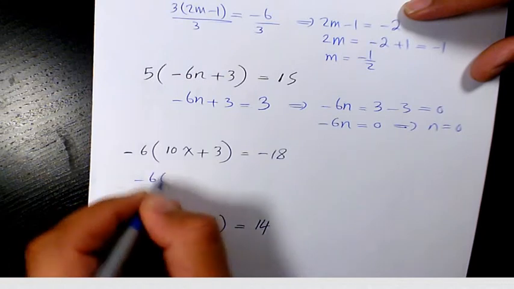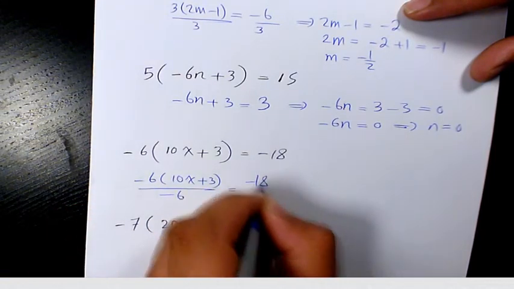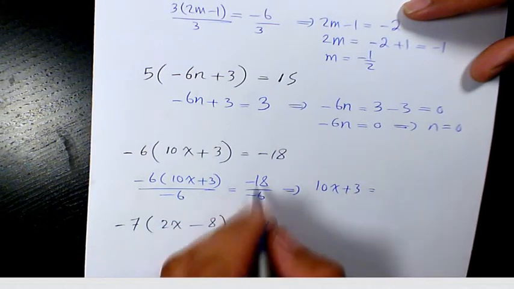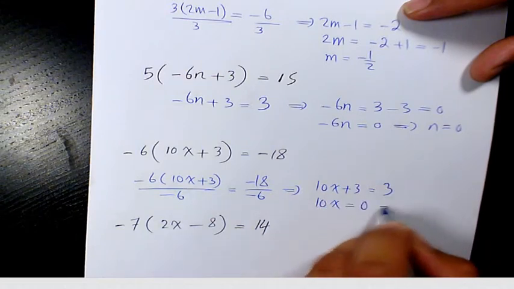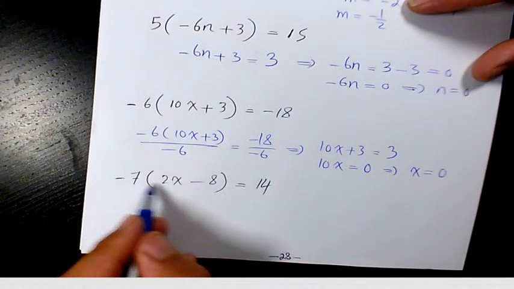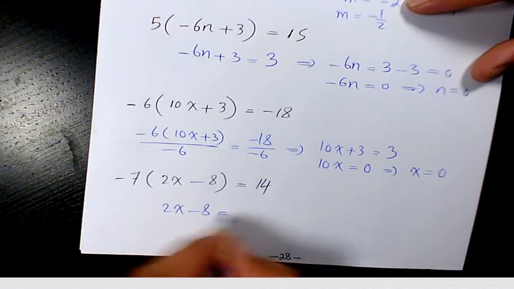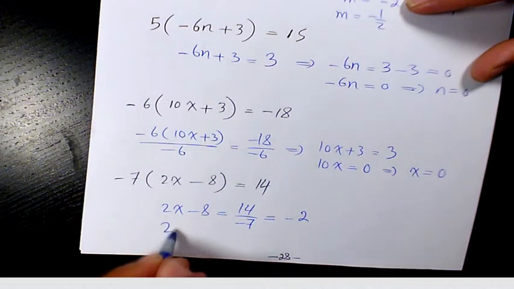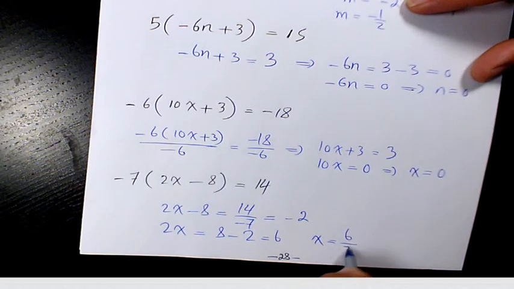Here negative 6 times 10x plus 3 divided by negative 6 equals negative 18 divided by negative 6. So we have 10x plus 3 equals negative 18 divided by negative 6 is 3. So 10x equals 3 minus 3, which is 0. So x will be 0. Negative 7 times 2x minus 8 equals 14. So 2x minus 8 equals 14 divided by negative 7, which is negative 2. So we have 2x equals 8 minus 2, 6. x, 6 divided by 2 is going to be 3.